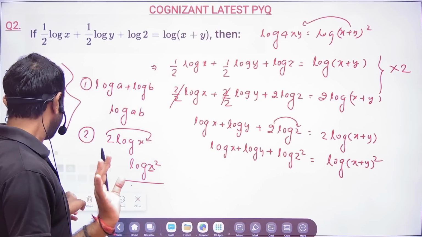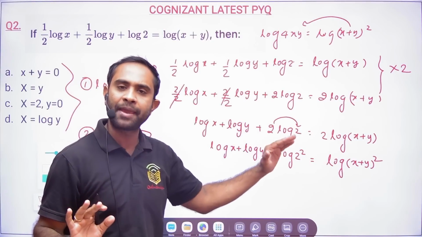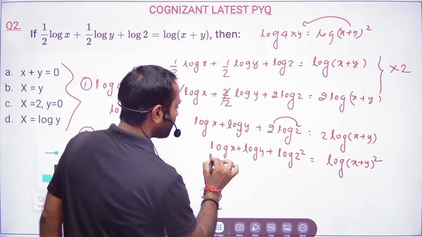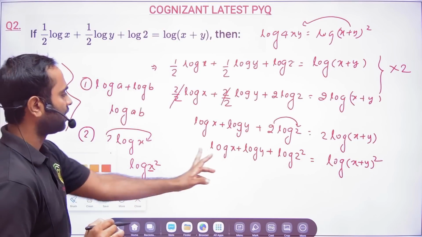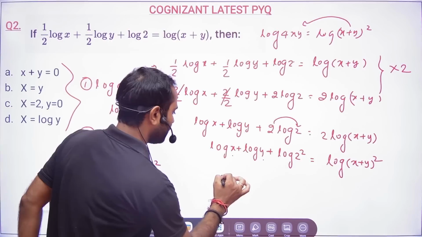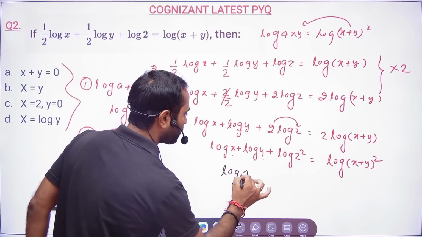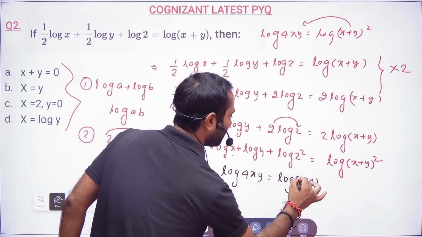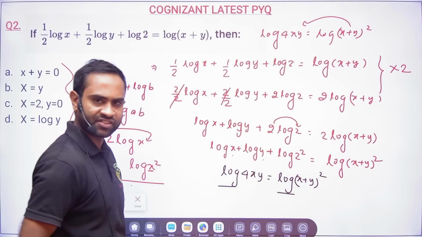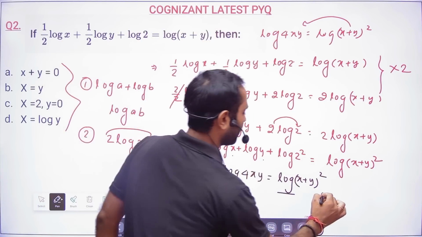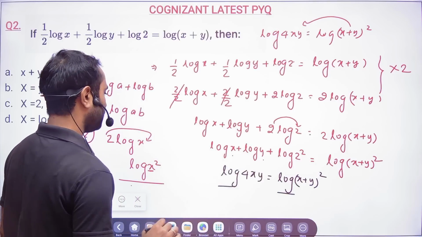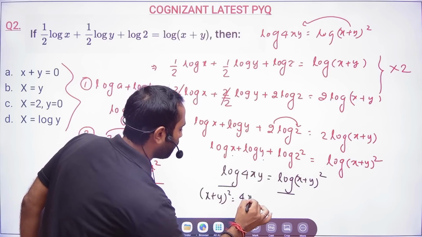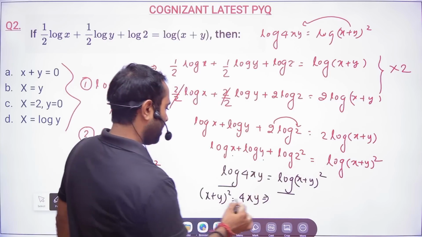Basically, because I need to explain, I am making it step by step so that you get complete clarity. Now, log a plus log b gives log ab, and similarly for a, b and c. So it will become log 4xy equals log (x plus y) squared. Now friends, the log base is the same, so we can equate the arguments. So (x plus y) squared is equal to 4xy. Then further I will expand it.